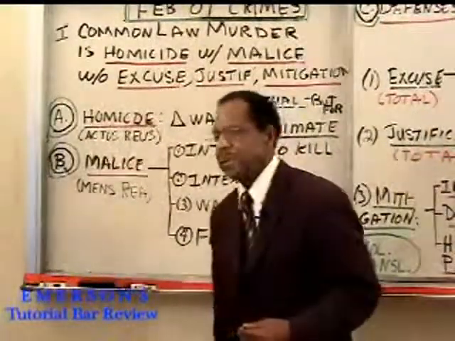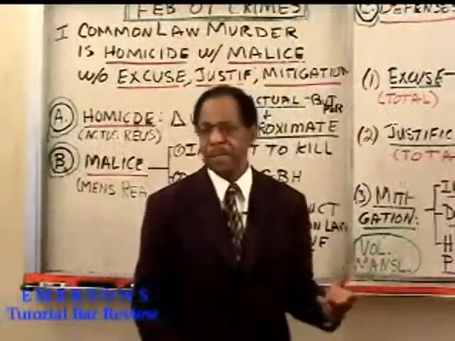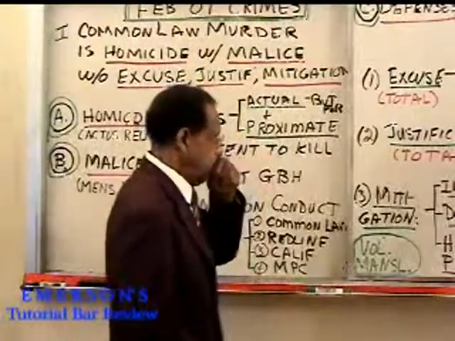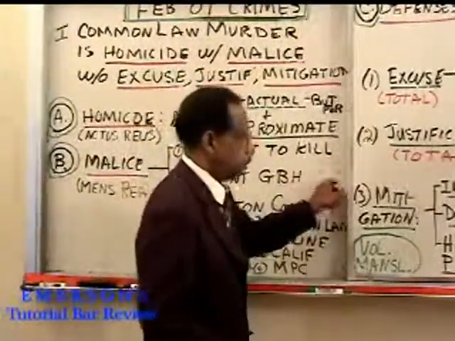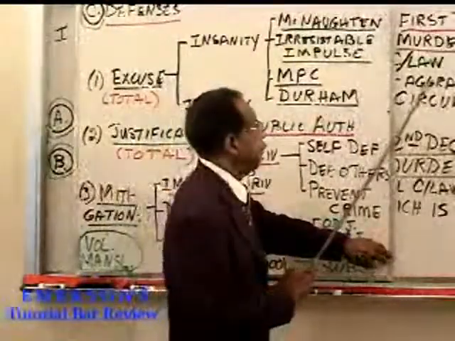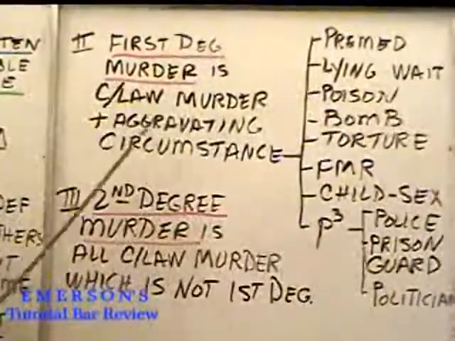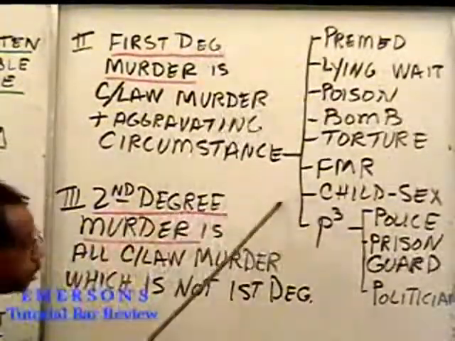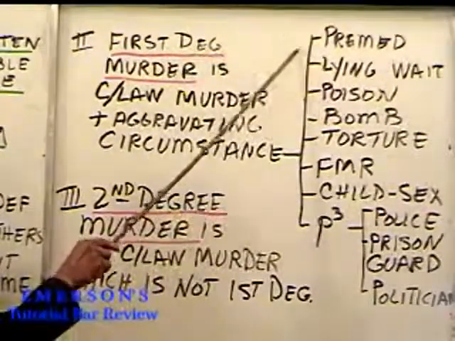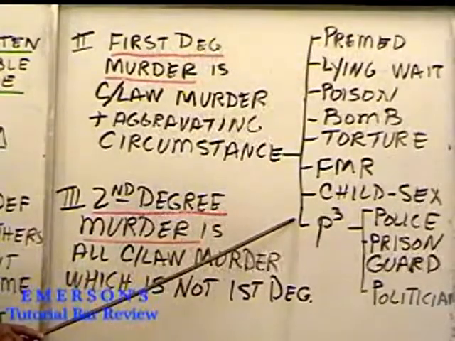Furthermore, you should continue the argument that even if you could find common law murder, and I don't think you can, to find first-degree murder, which is what we are looking for, you've got to find common law murder plus one of these aggravating circumstances. Well, which aggravating circumstances can you pin on Dan?